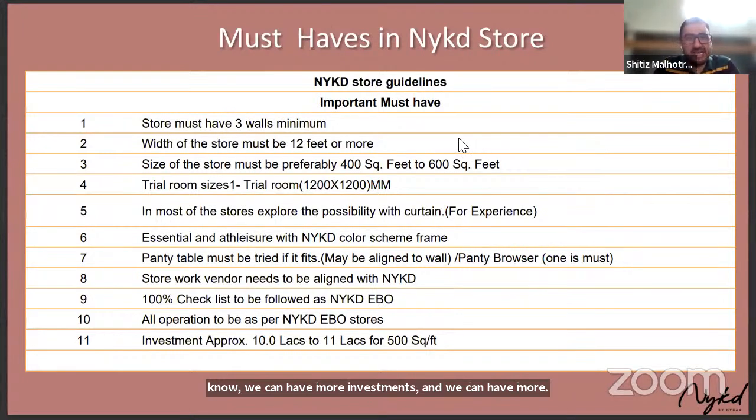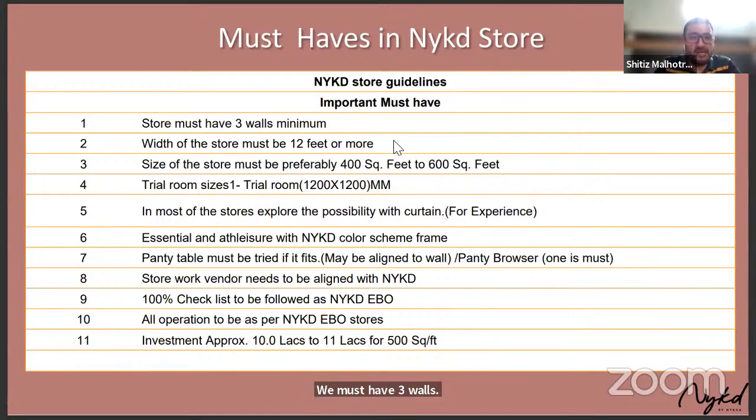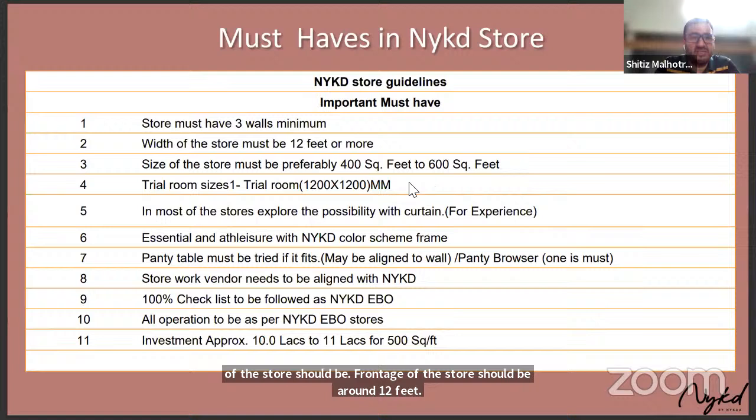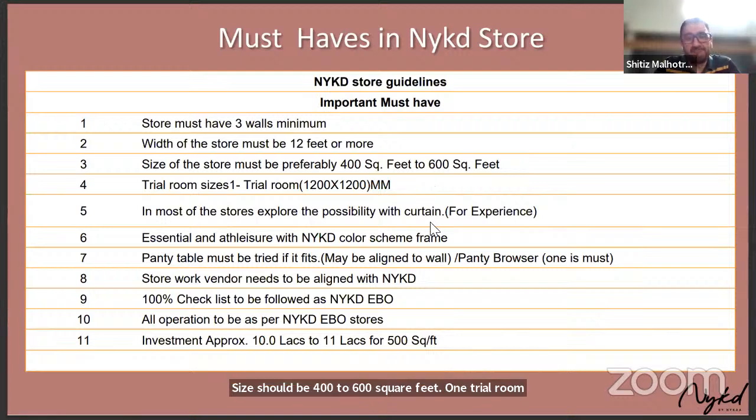What are the basic guidelines to have a store? We must have 3 walls. Frontage of the store should be around 12 feet. Size should be 400 to 600 square feet. 1 trial room. We will put curtains for a better experience before the trial rooms.